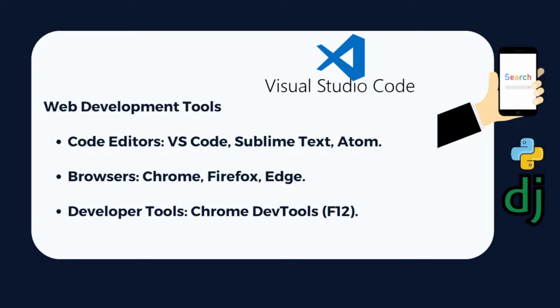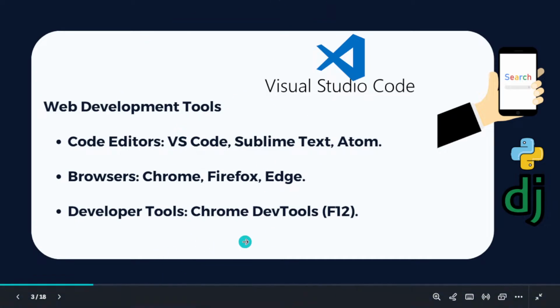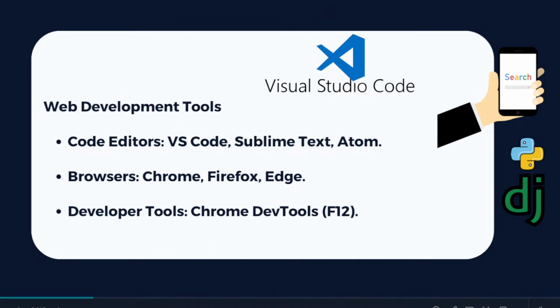And browsers: we use Chrome, Firefox, and Edge. We also use a browser in web development, and web developer tools. In Chrome we have a developer tool option, because we need to understand the networking system, so that's why we use this developer tool. Basically, the tools we use whenever we develop a website are the code editor, browser, and developer tool.